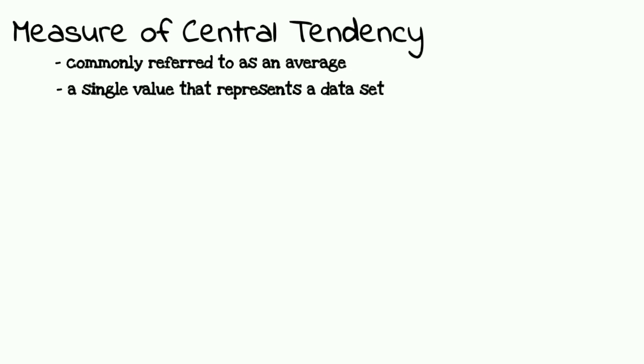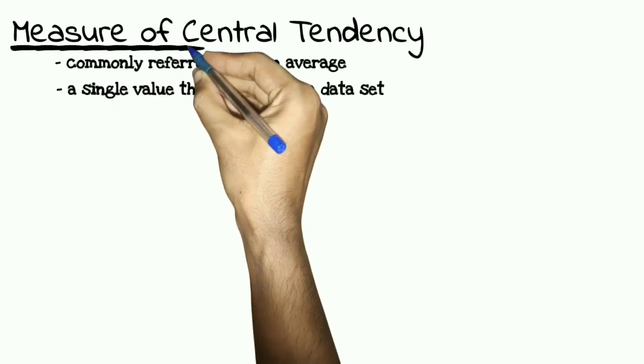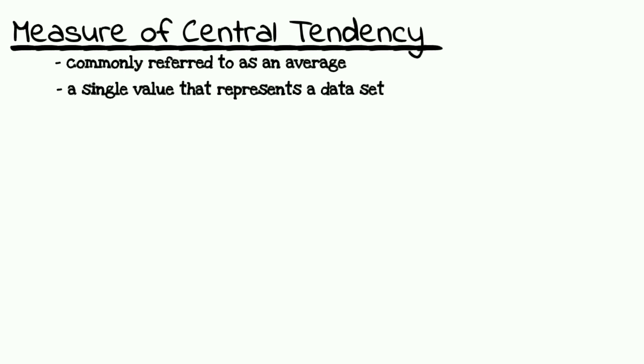Alam naman natin na sa data set ang dami-daming data. At yung data set na yan would be of no effect without a single value that will represent the whole data set. And the single value that will represent the data set is called a measure of central tendency. Alam na natin kung ano yung ibig sabihin ng measure of central tendency.